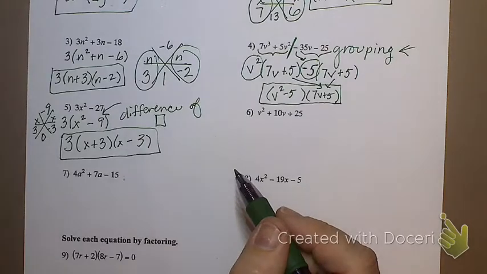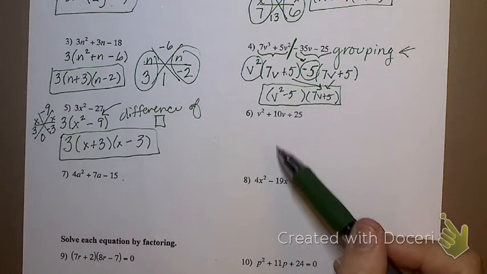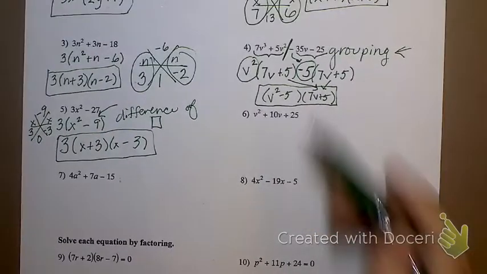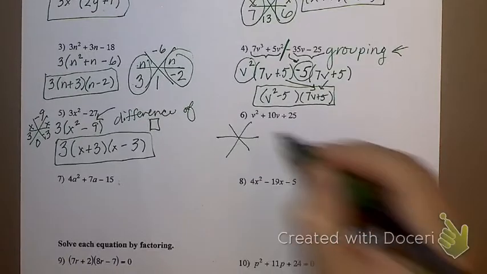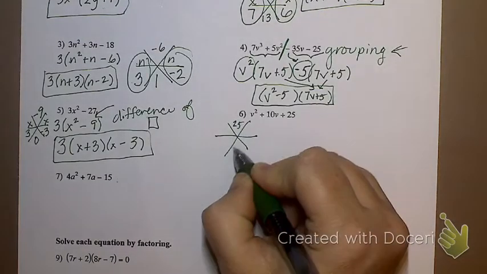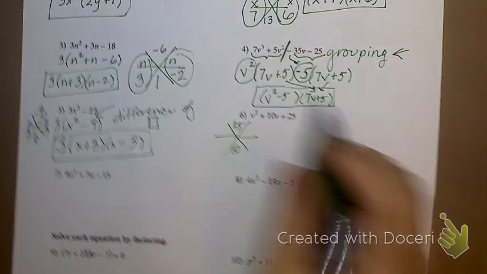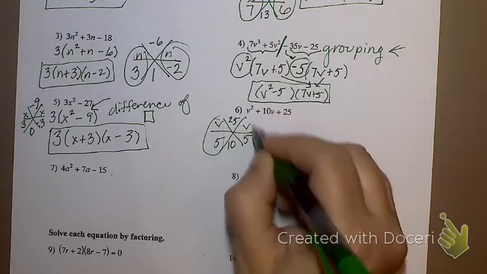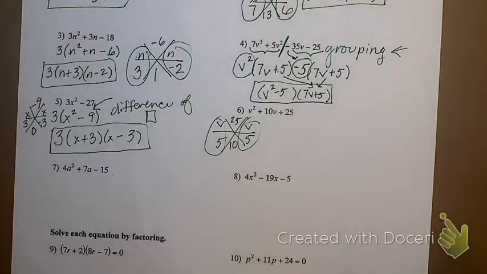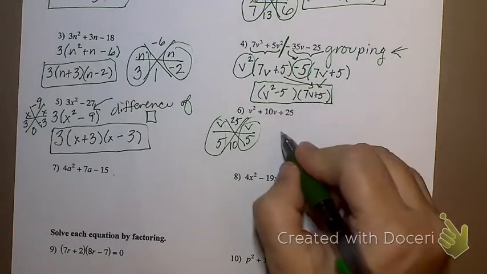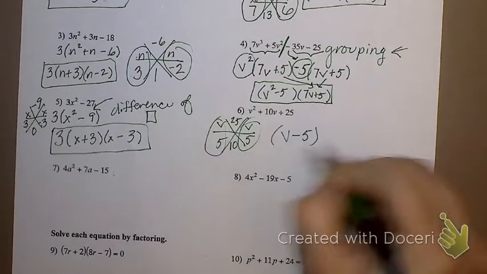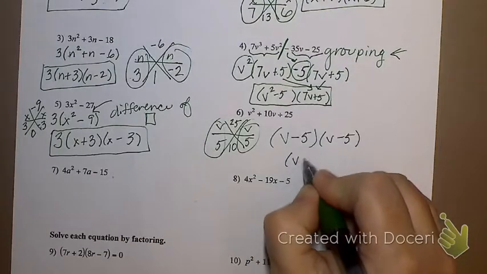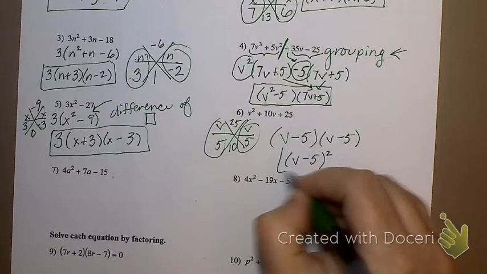So? Yes. Okay. Number 6. Do they have anything in common? Nope. So let's snowflake. What goes on the top? On the bottom? Two numbers that multiply to get 25 and add to get 10. 5 and 5. Got your V there and your V there. What do you notice about these two parentheses? They are the same, which means I can write my answer like V minus 5, V minus 5, or if I want to look smarter, I can write it V minus 5 squared.